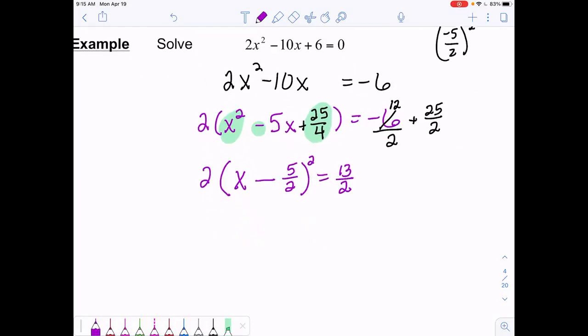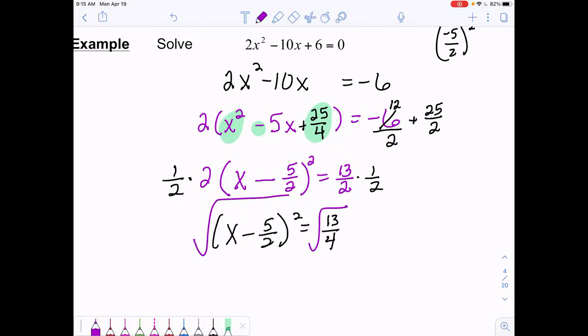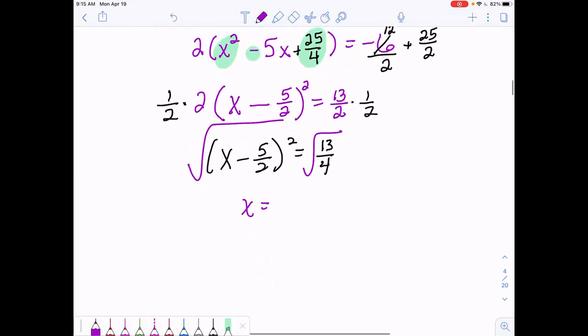So if I were graphing, I would stop here. We're not graphing today. We're solving. So continuing to solve, multiply both sides by a half. So now we have 13/4, and then take the square root of both sides. So Darby, your solution is?